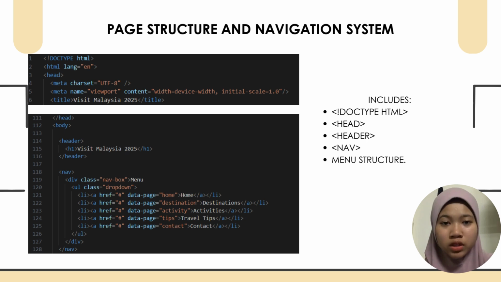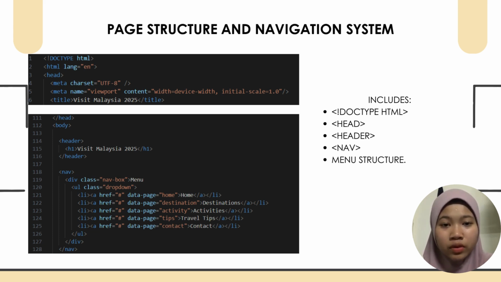Hi, I am the first speaker, and I start by covering the foundational structure of the website and the navigation system. The HTML document begins with the doctype HTML declaration to specify the HTML5 version. Inside the head tag, we set metadata like character encoding, responsive viewport setting, the page title, and the internal CSS using a style block. The body of the website starts with a header tag containing a centered site title, Visit Malaysia. This visually anchors the page.